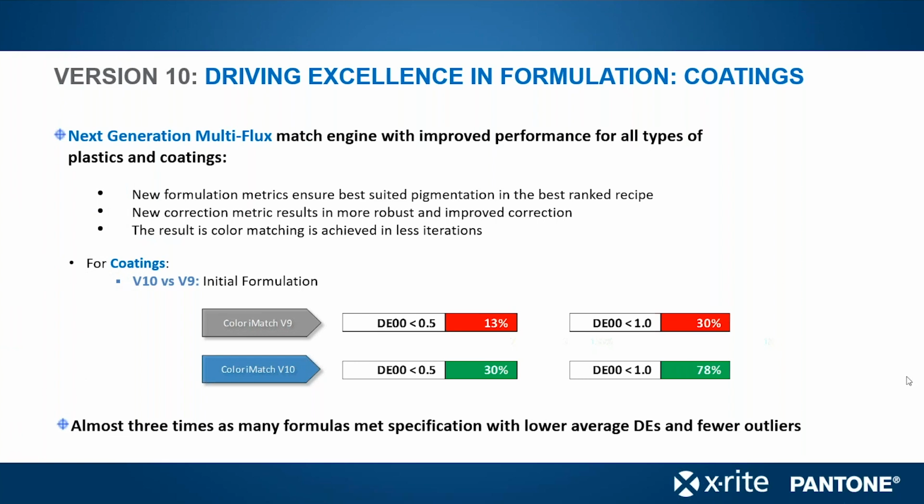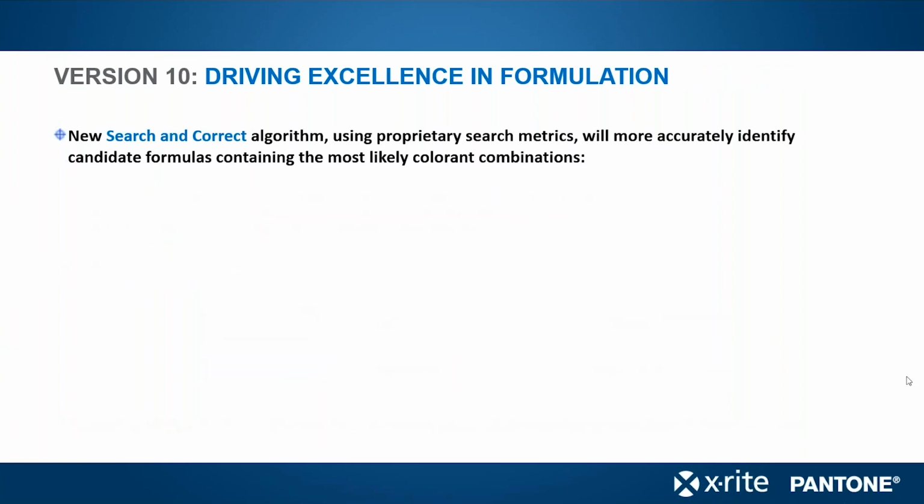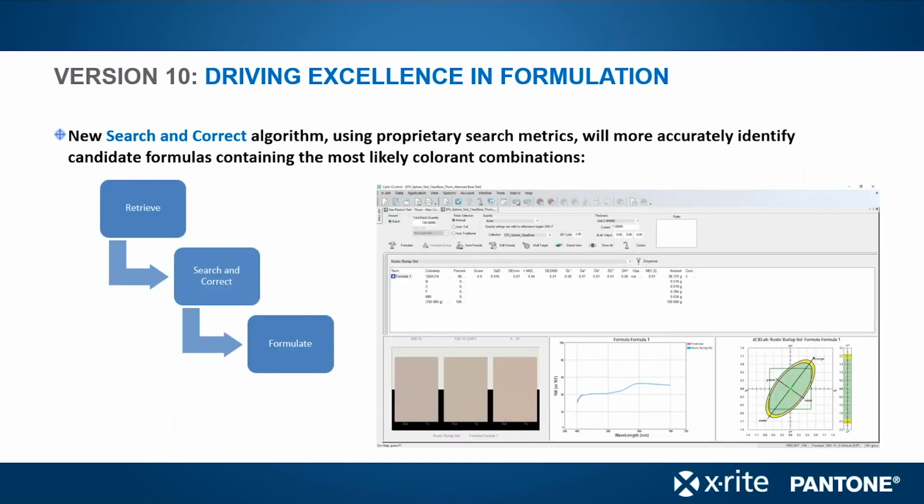If we take that to the next step, we've improved our search algorithm too. So again, we have a new search algorithm that's available in the system, and we have new metrics here that we're using as well that result in better matches and fewer corrections. And the approach we've taken here is a little bit different than what's traditionally been done with search and correct, because in many applications, search and correct is done as a colorimetric search. So you look for a close match based on color, and then you can rank those formulas. In version 10 of iMatch, we're doing that as well.